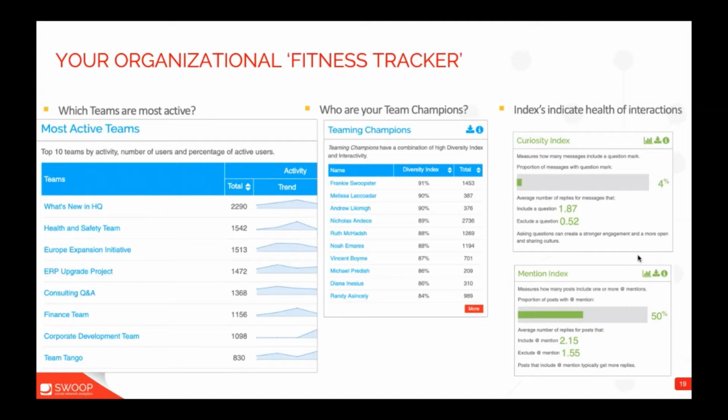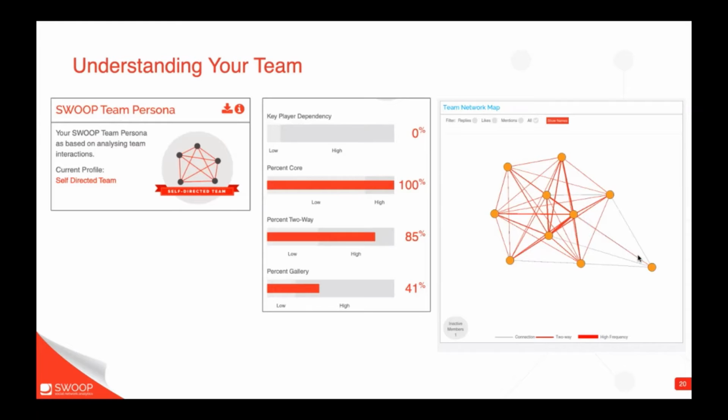Curiosity index, how are questions being asked? One of the easiest ways to get opinions, and of course a diversity of opinions, is by asking questions. And again, SWOOP's research has found that when you ask a question, you are 150% more likely to get a response than when you don't.